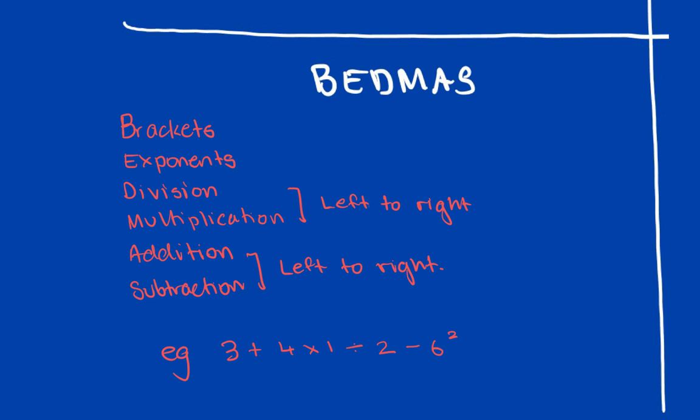Here's an example. I've got 3 plus 4 times 1 divided by 2 minus 6 squared. So what am I going to do first? Yep, the exponent. Do 6 squared first. Then I'm going to do the multiplication first. Then I'm going to do the division first. So it doesn't matter that the division is after the multiplication, because we do division and multiplication in the left to right order. So they're like kind of a little package there. And once we've done that, then we do the addition at the front and the subtraction of the negative 36.